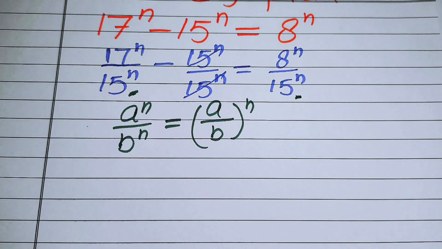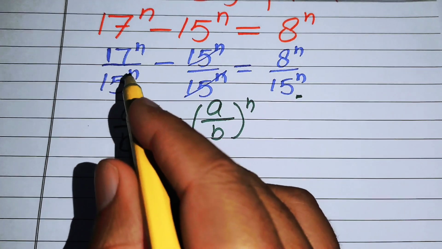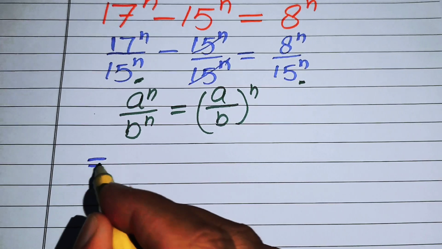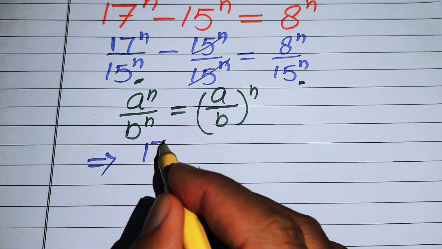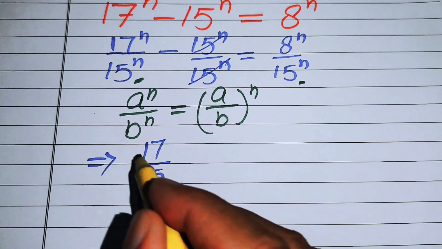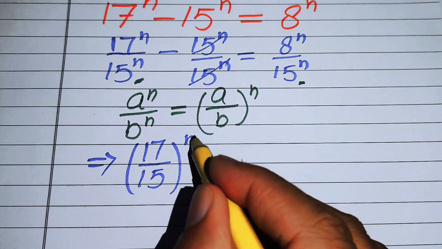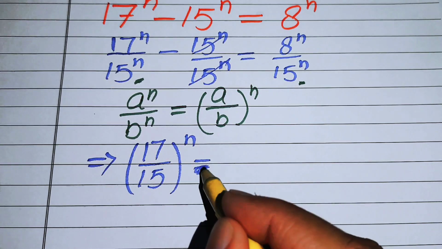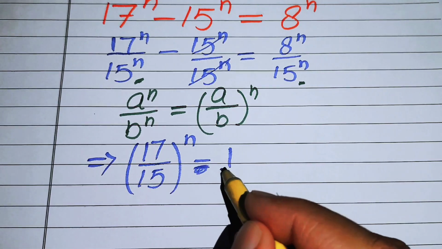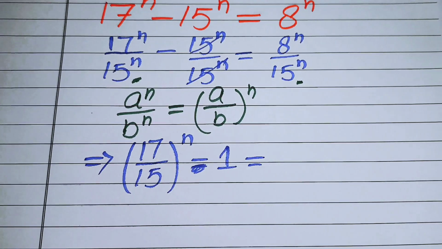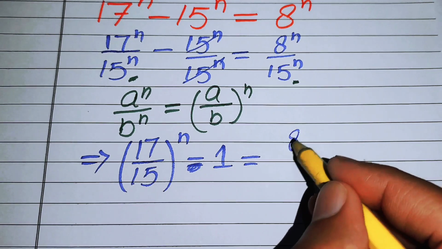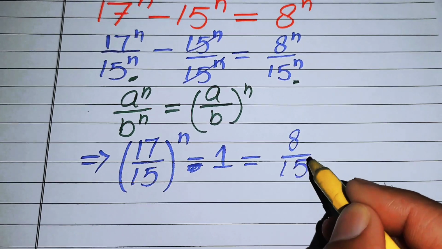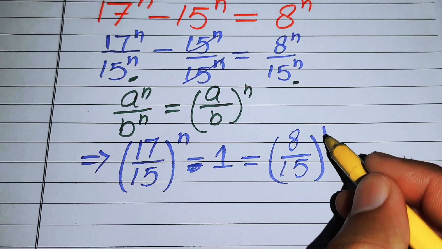Now we will use this nice law, and we can combine the exponent of 17 and 15, so that it becomes 17 over 15 and its whole power n. These terms cancel, and here you get only 1, and this whole thing equals 8 over 15 and its whole power n.